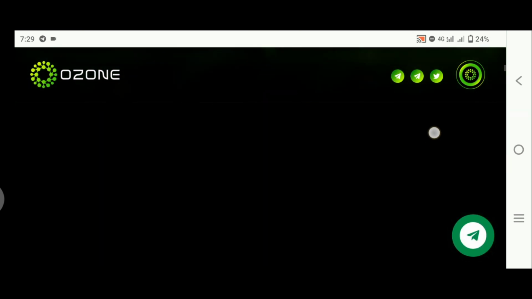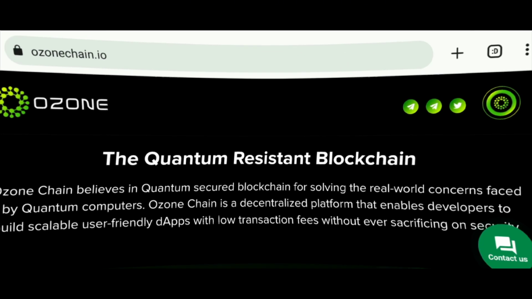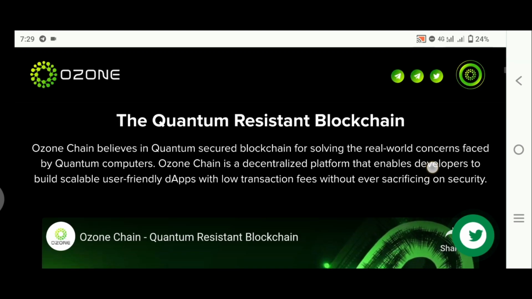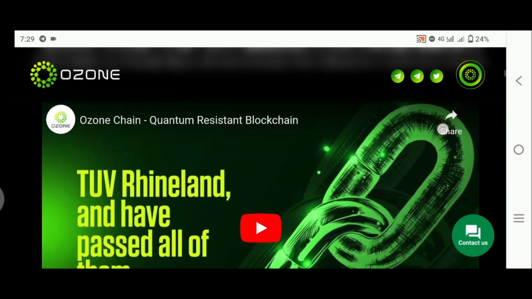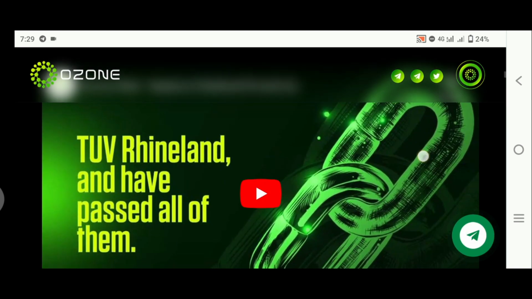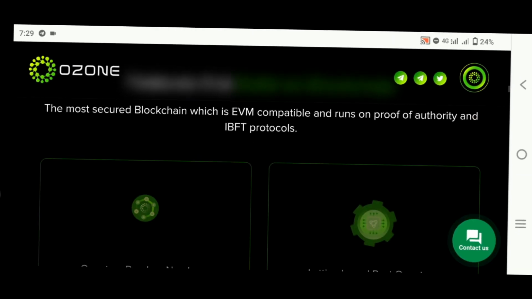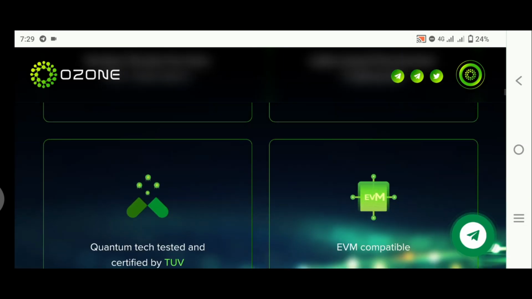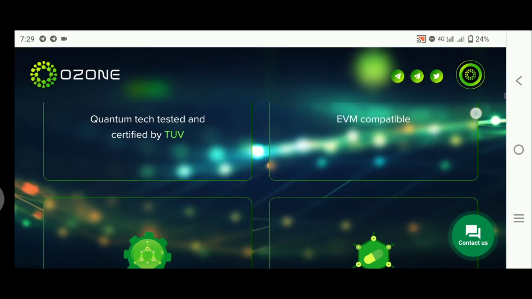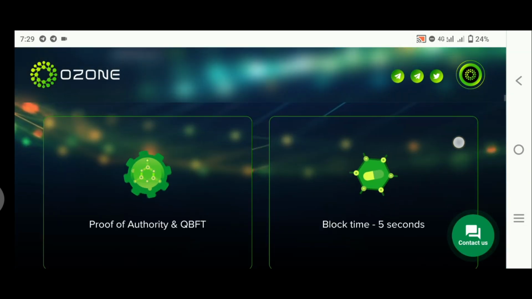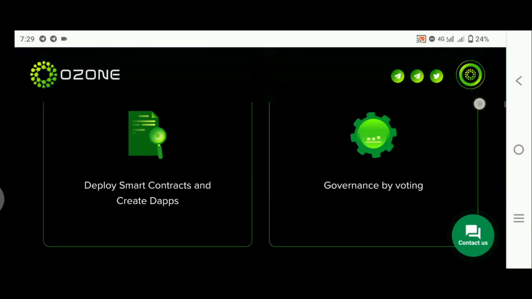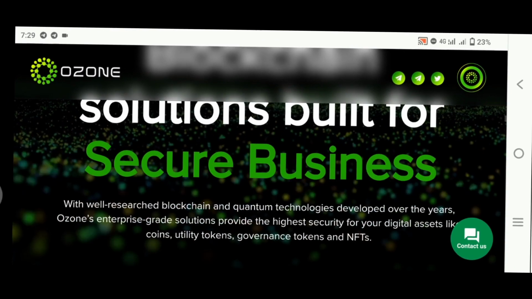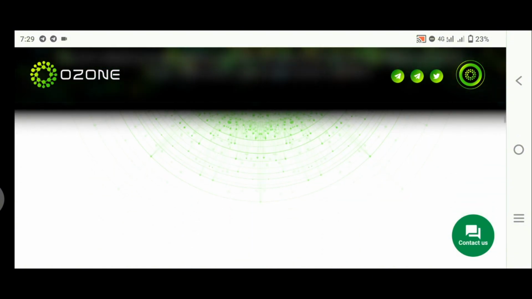This is the Ozonechain website. The quantum resistance. This is Ozone Chain, the future is here. Now you can easily understand this website and this project. So everyone, visit this website and learn about this project.